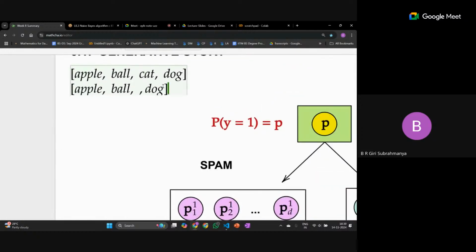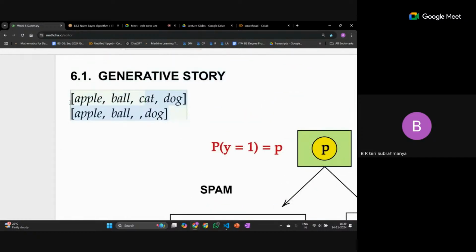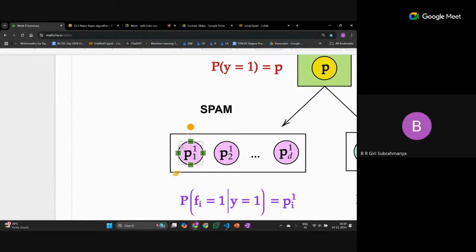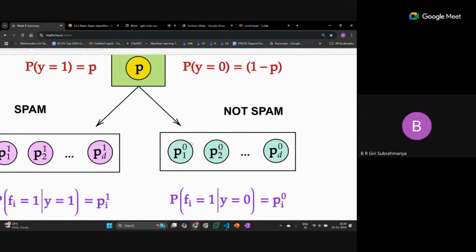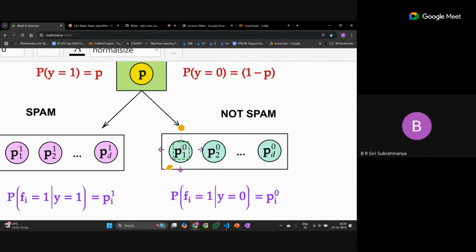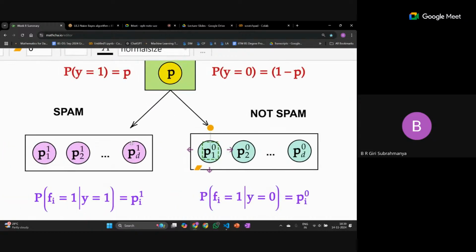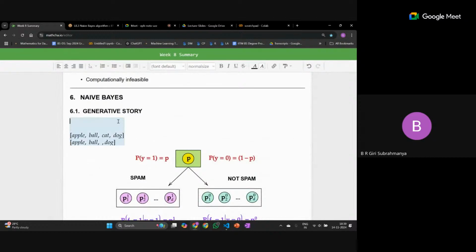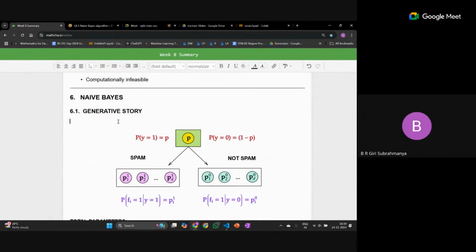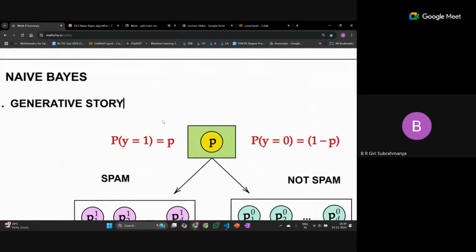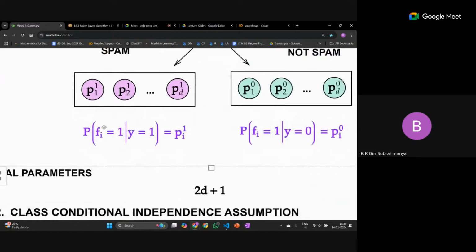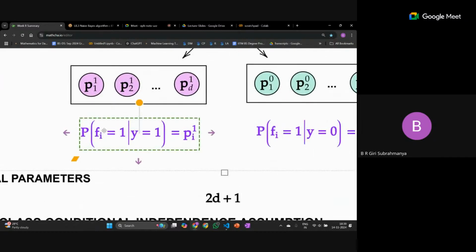So this is the way the email is generated, and whether that email is a spam or not is decided by this coin. So if it is spam, we'll come here. If it is not a spam, we'll come here, and the email will be generated according to these probabilities. Clear? So this is the generative story here. So this is P of y, the distribution for y, and now this is given.